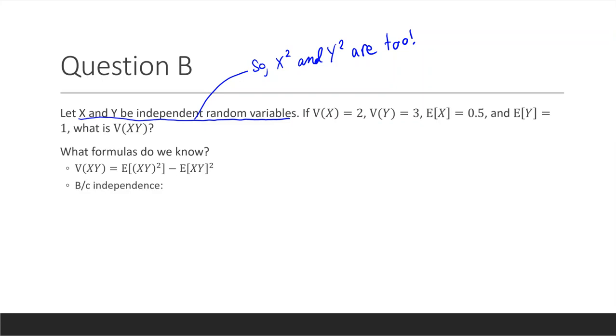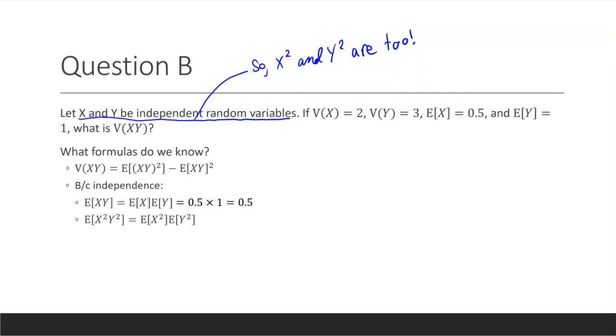Because we know these things are all independent, the expected value of x times y is the expected value of x times the expected value of y. Plugging in what we're given, that's 0.5 times 1, which is 0.5. And because x squared and y squared are also independent, the expected value of x squared times y squared is the expected value of x squared times the expected value of y squared.